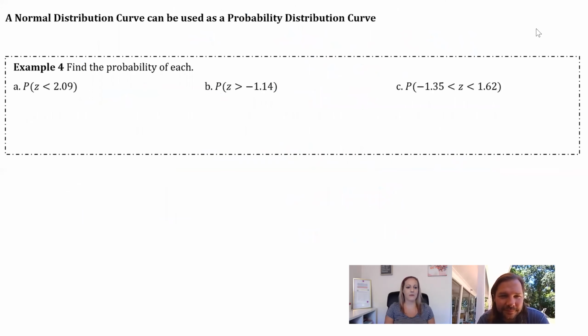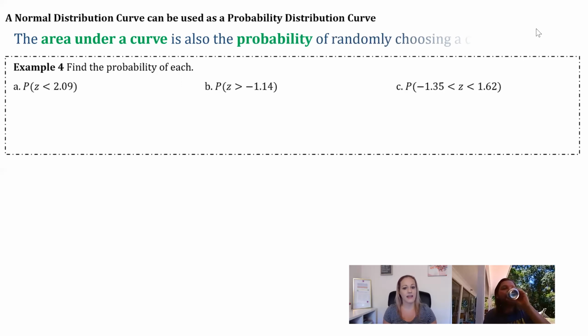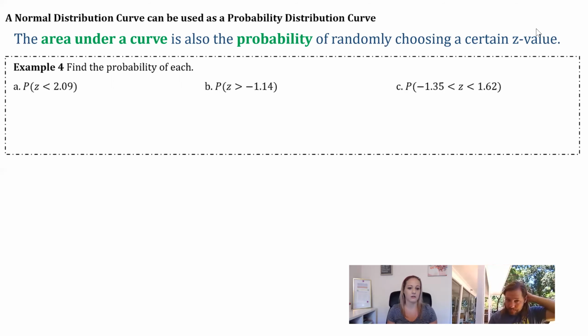Okay, now a normal distribution curve can also be used as a probability distribution curve. So this is actually a really cool fact that the area under the curve, which is what we've been finding, is the exact same thing as the probability of randomly choosing a certain z value. So by finding the area under the curve, we're also finding the probability that we'll get a z value within that area. So pretty cool fact.